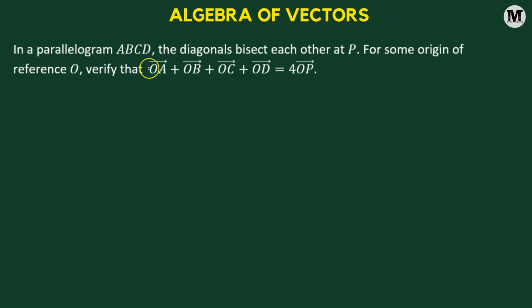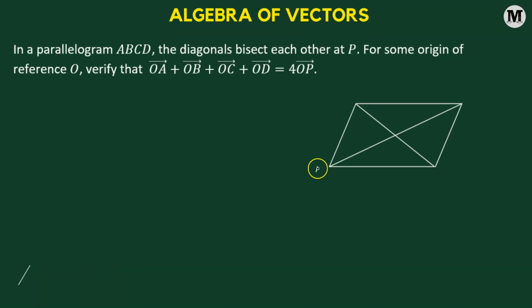In a parallelogram ABCD, the diagonals bisect each other at point P. For some origin of reference O, we need to verify that OA vector plus OB vector plus OC vector plus OD vector equals 4 times OP vector. Okay, let's try to understand this with the help of a diagram.